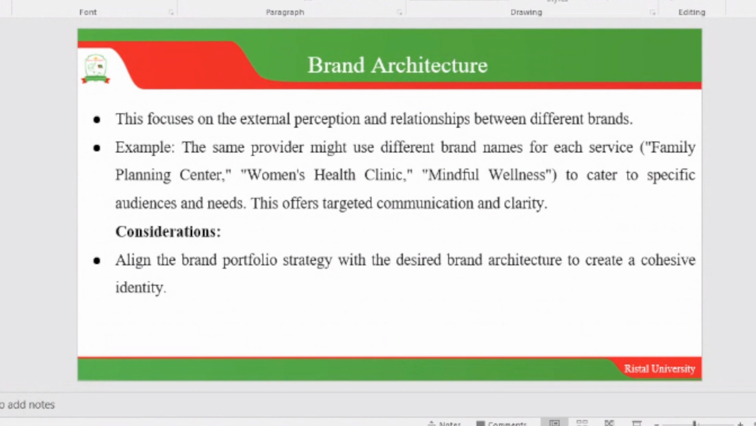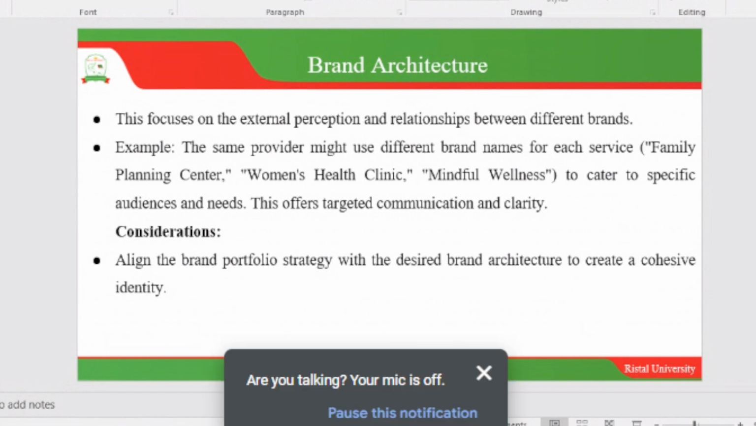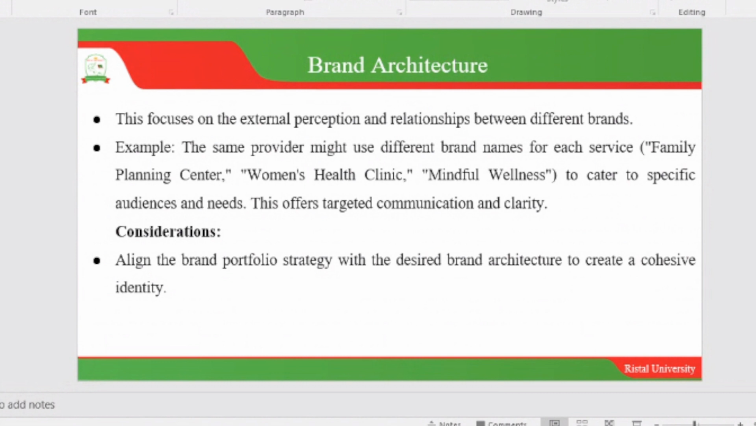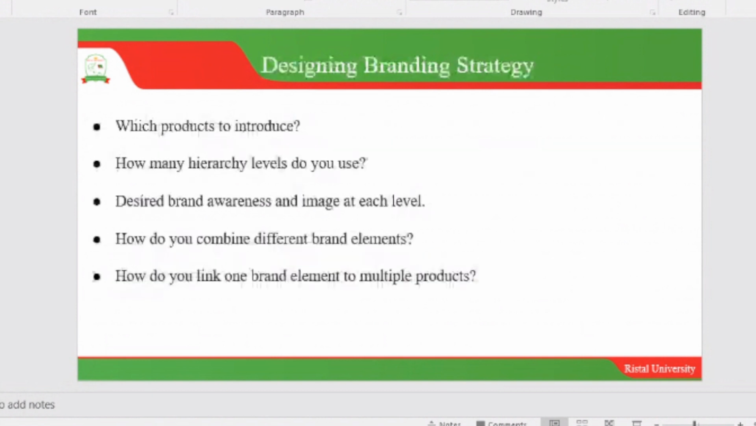So, what are some of the considerations? One, you need to align your brand portfolio strategy with the desired brand architecture to create a cohesive identity. So, when you're still doing your internal strategy, you need to be able to align it with your external strategy. If you're having a family planning center within your fertility solutions, then you must make sure that the fertility solutions is not overshadowed by your different other brand names that you've put within.